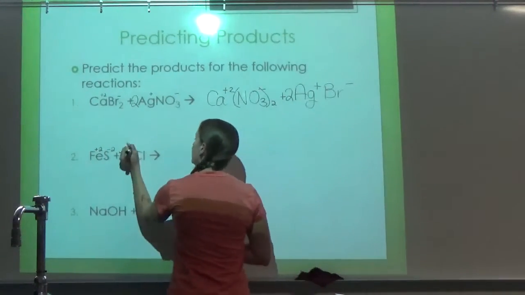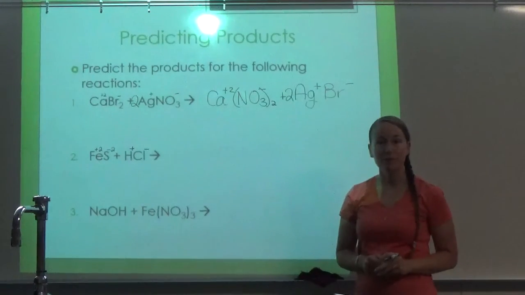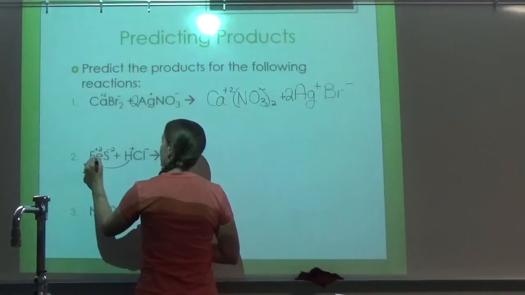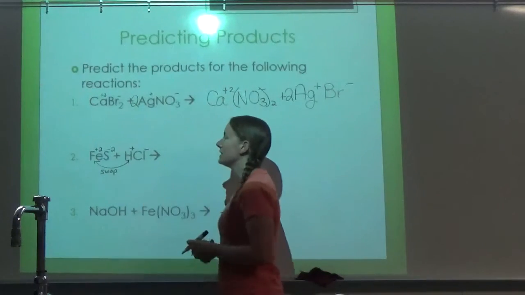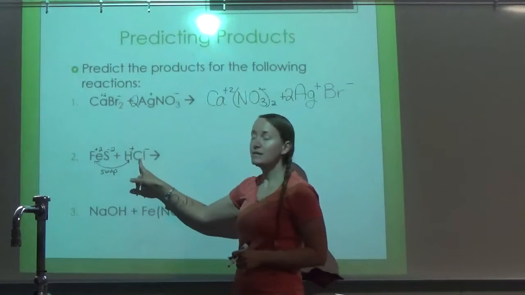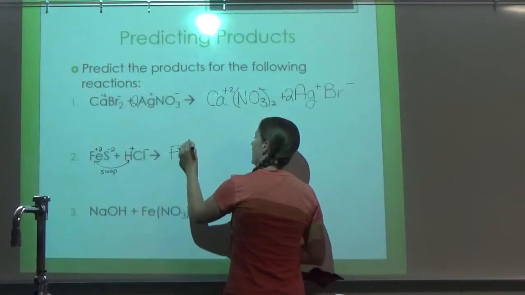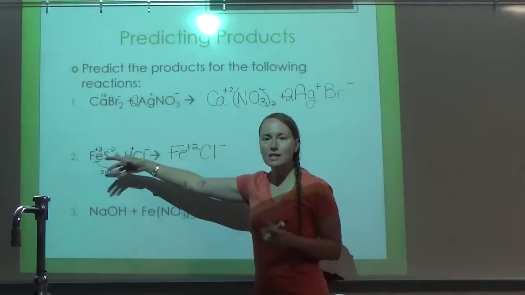Hydrogen's in group 1, so it's positive 1, and chlorine's in group 17, so it's a negative 1. So remember, for double displacement, I'm going to swap my 2 positives. All right, so now Fe is going to be with Cl. I'm going to write Fe first because it's the positive one. So Fe positive 2, Cl negative, and see if you'll go ahead and write your charges, then you can just pull them over.